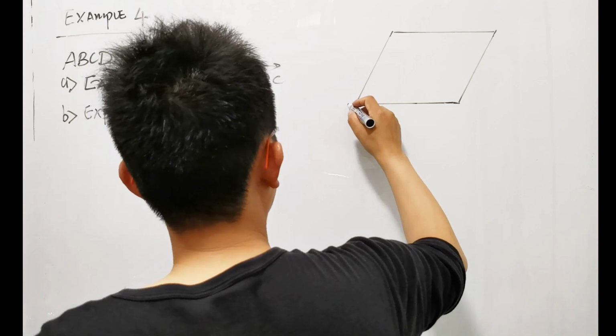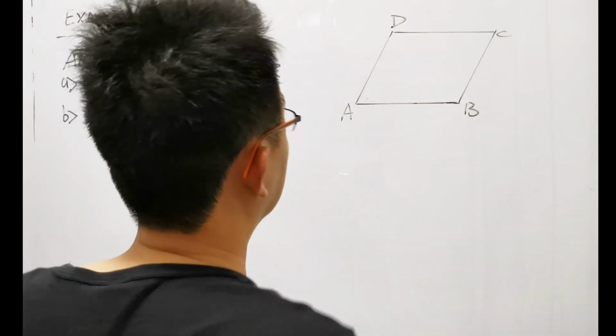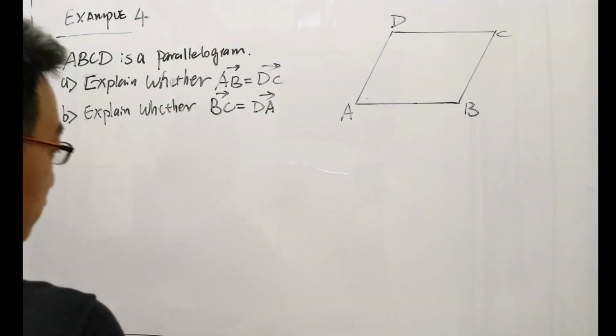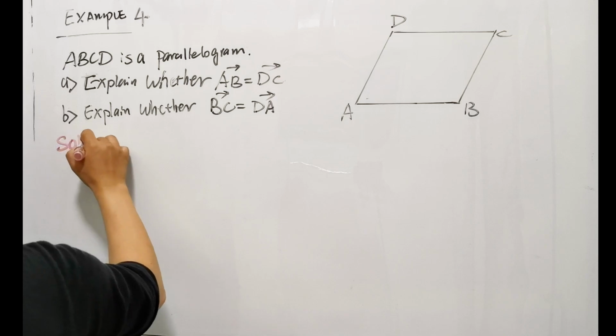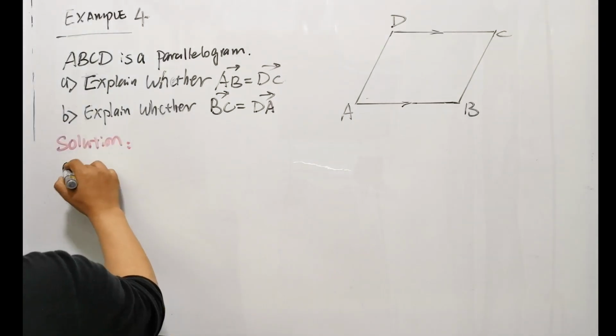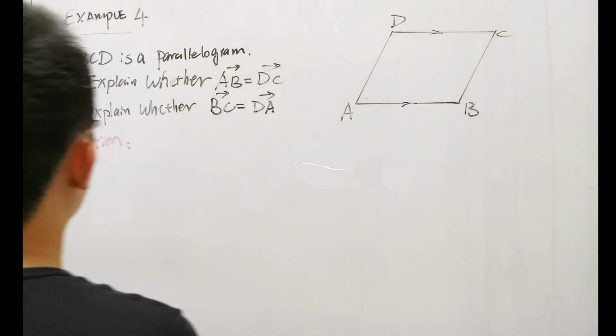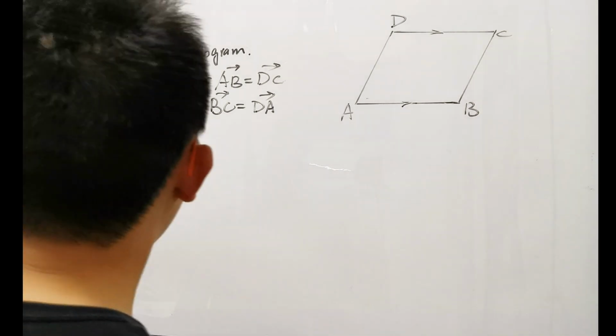So we have A, B, C, D. Let's go count to the solution. So because the first one, A, since A, B, C, D is a parallelogram.